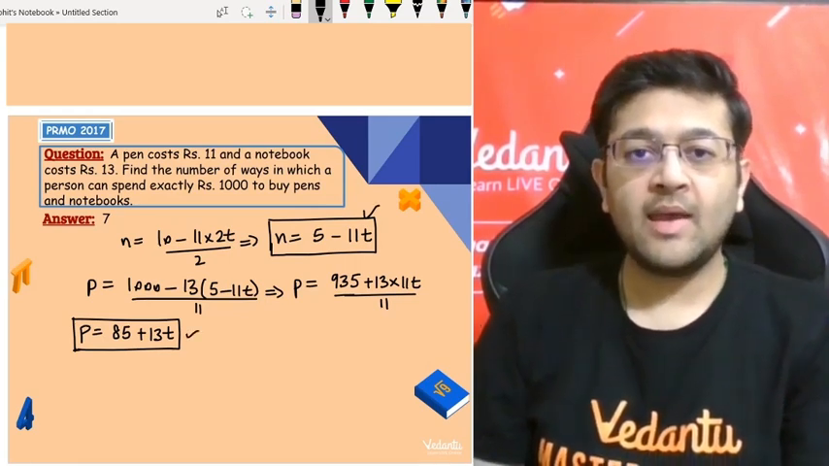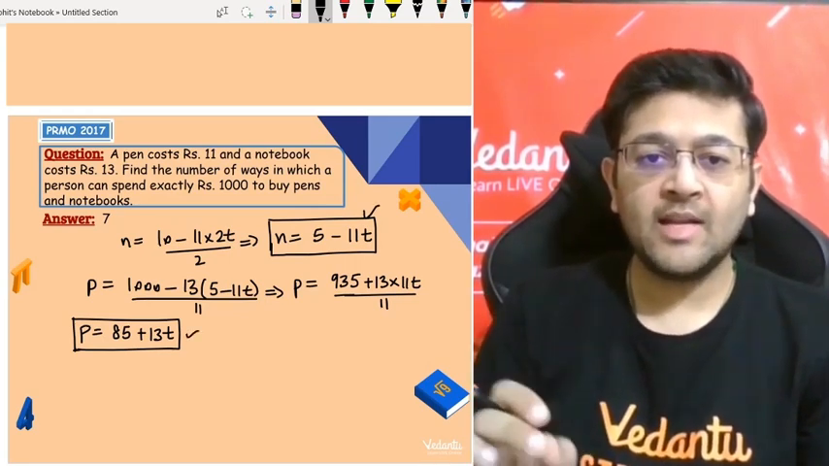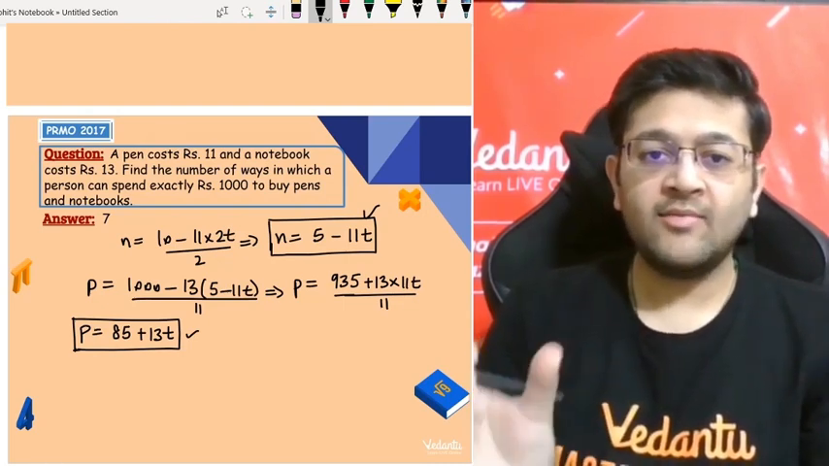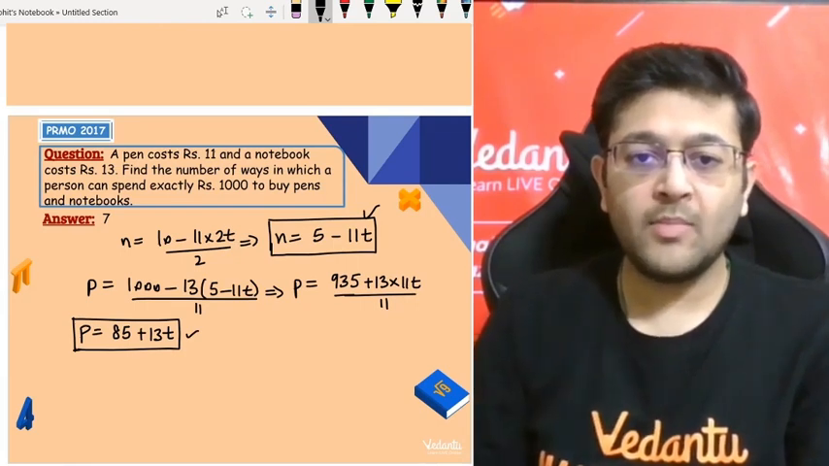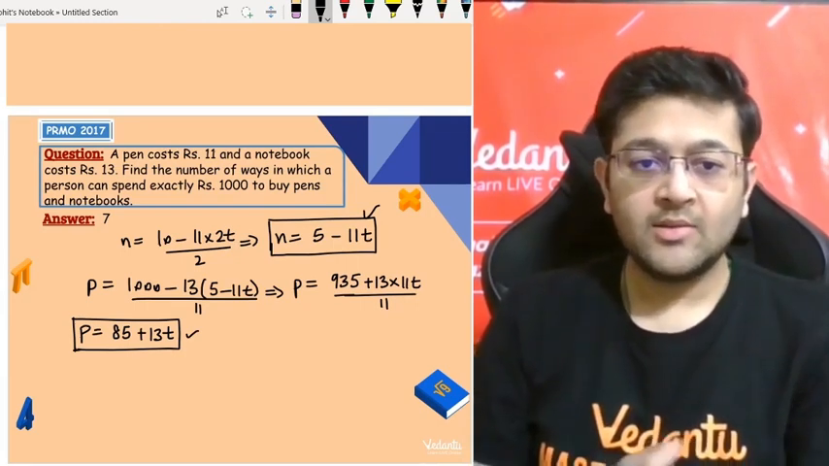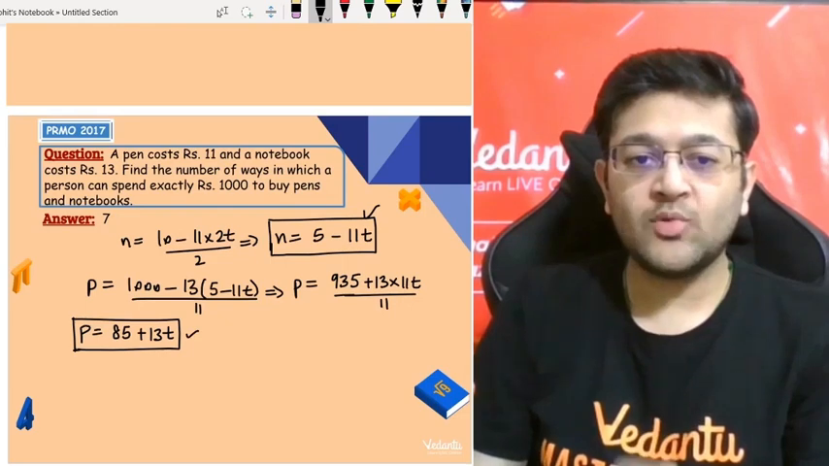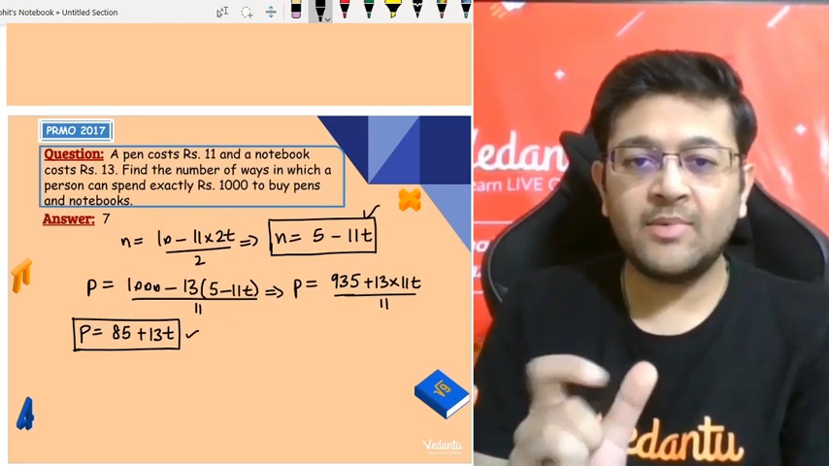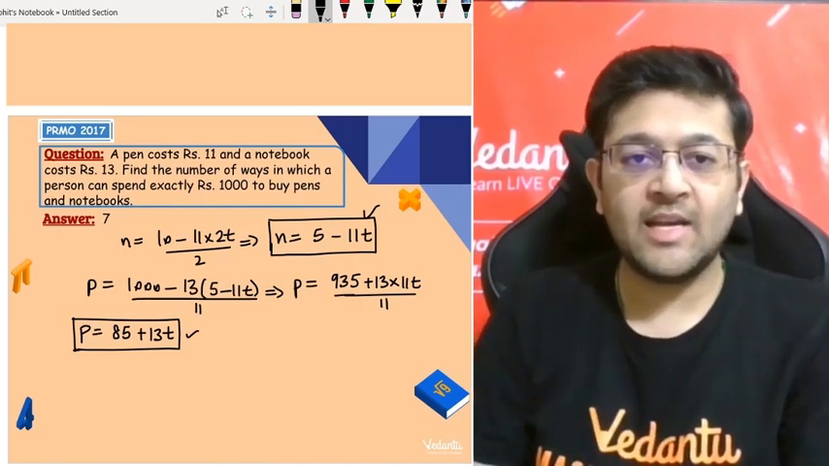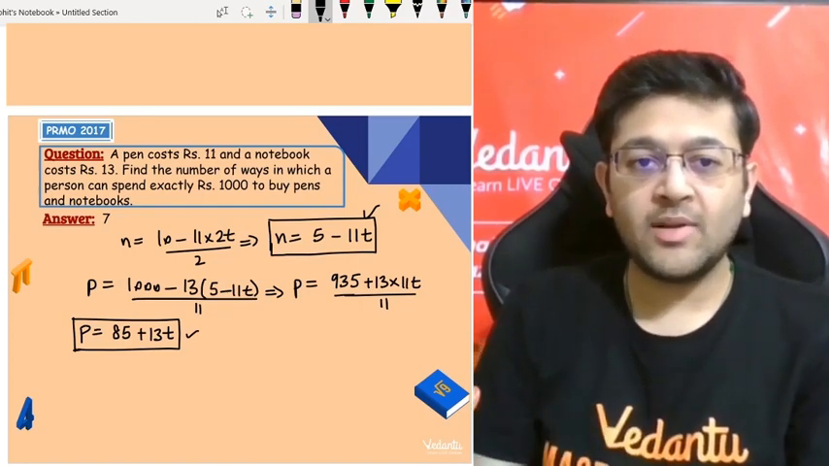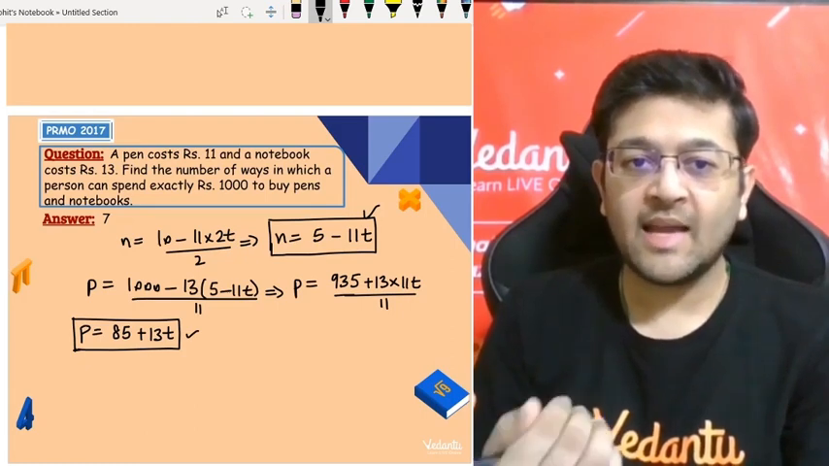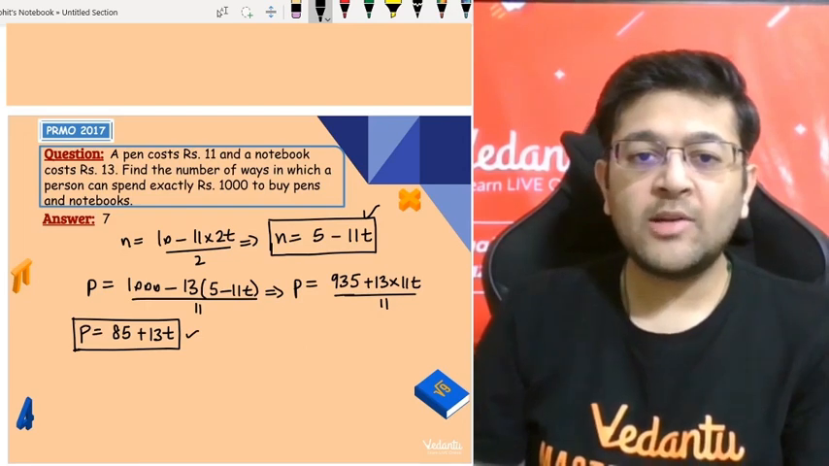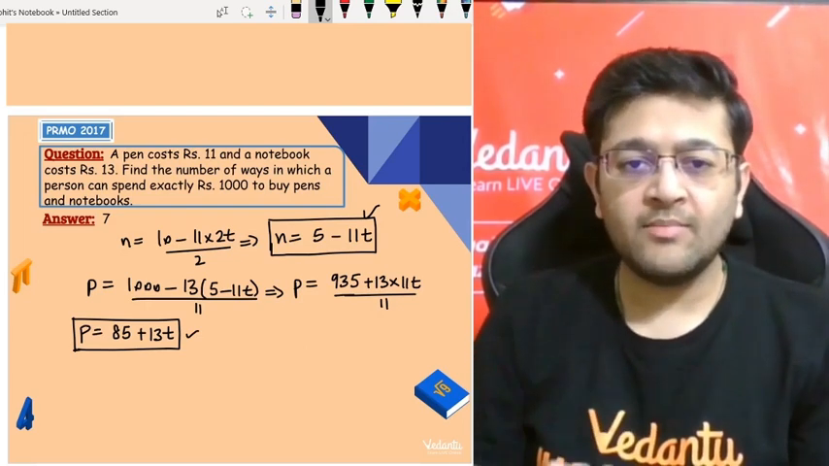Okay, so what does this mean? For whatever integer value of t that I put, I'll get the value of p and n which satisfies our original equation, right? So that is it. So we have completed this question up to a point now. Now the only part left is, because there is some difference, because we don't want the general solution here, we need to find the actual number of ways in which a person can spend exactly 1000 rupees, right? So the difference being, it cannot be true for any value, an infinite number of values, right?